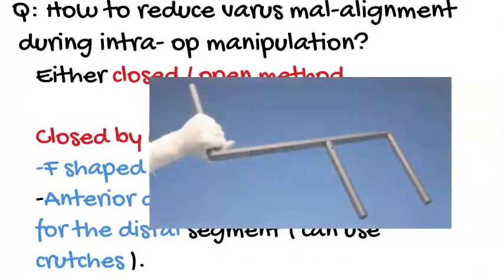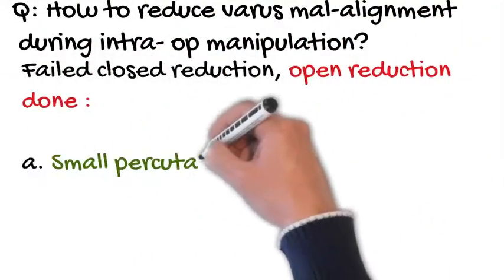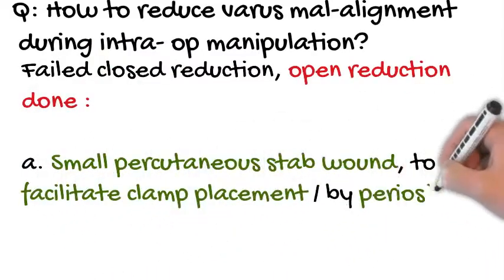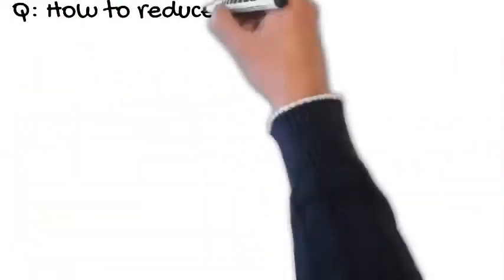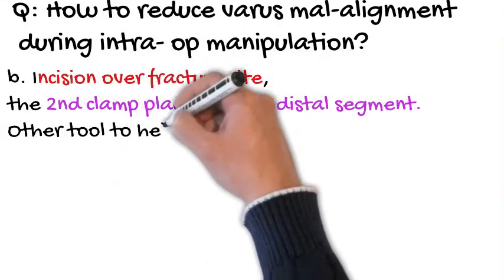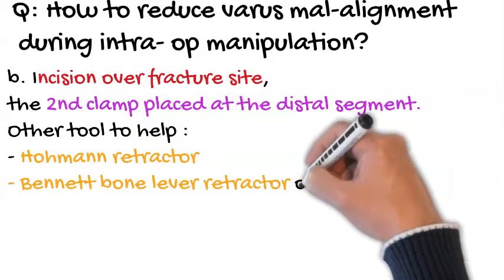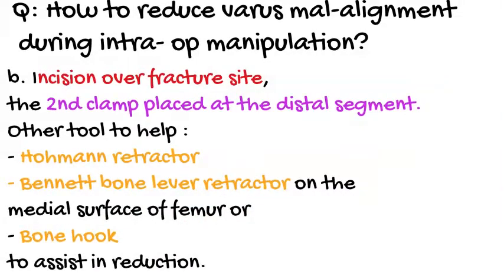If we fail the closed method, open reduction needs to be done via A. Small percutaneous stab wound to facilitate the clamp placement or by periosteal elevator to overcome the muscle forces. If that fails, then B. We can do a small incision over the fracture site and a second clamp is placed at the distal segment to help in reduction. Other tools that can be used to help in reduction are Hohmann retractor, Bennett bone lever retractor to put on the medial surface of the femur, or bone hook.